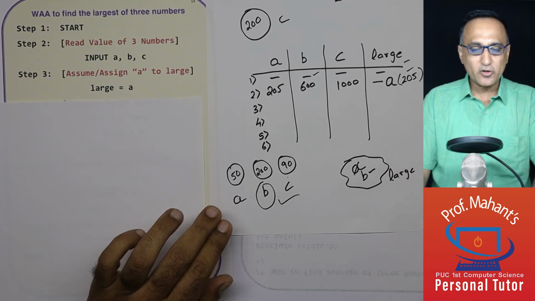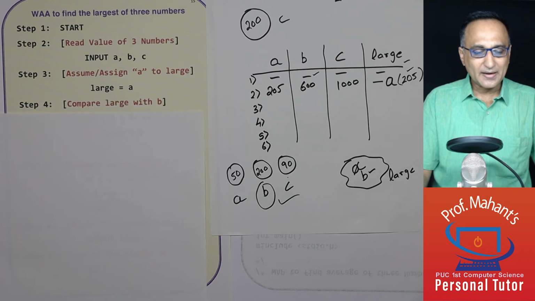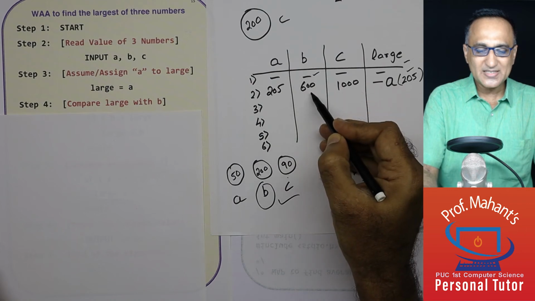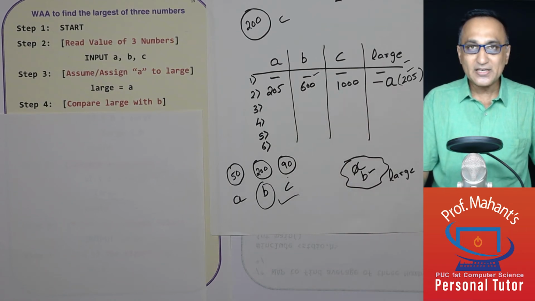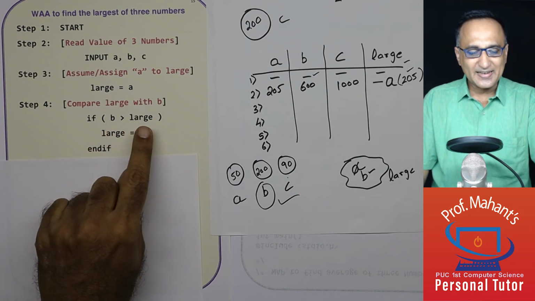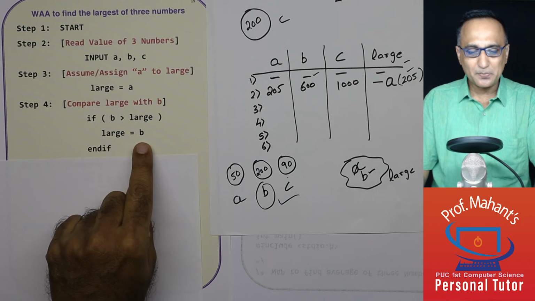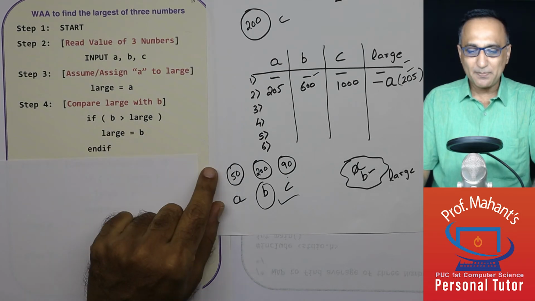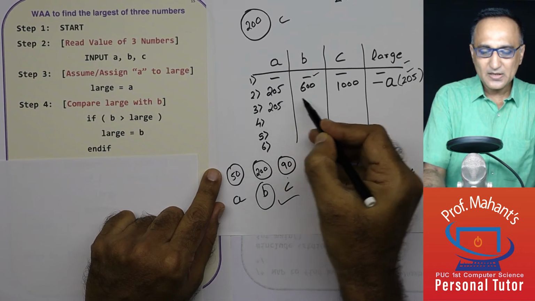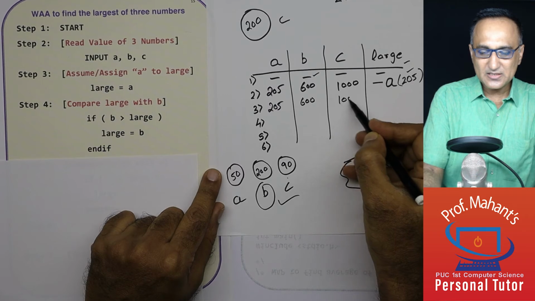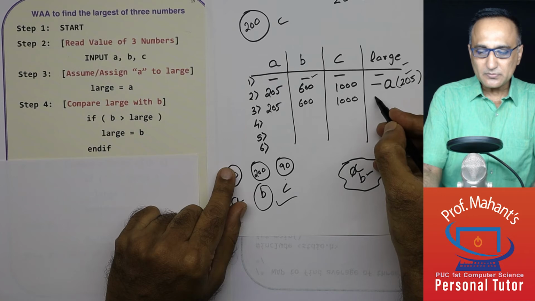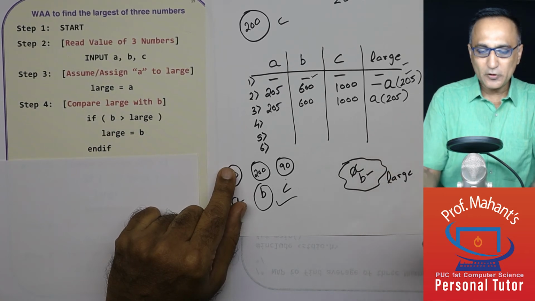So next time what I am going to do is I am going to compare the value in large, which is 205, with the value in B, which is 600. So how do I compare? Using the if statement. So I say if B is greater than large, then my new large is B. So in step number 4, what is happening here is this is still the same, this is same, this is same, and in step number 3, what has happened is I have assumed A or 205 to be the largest.